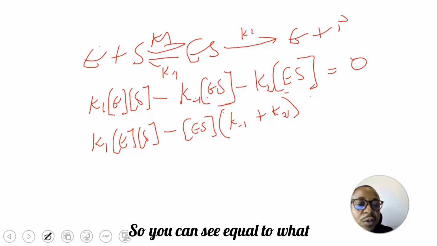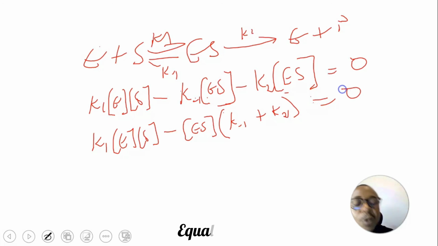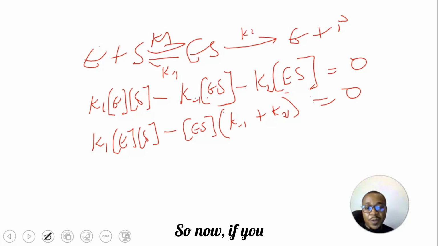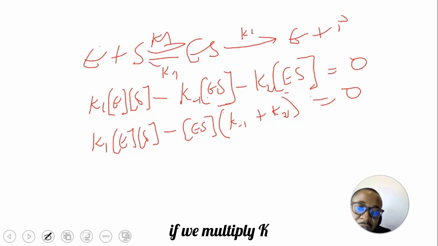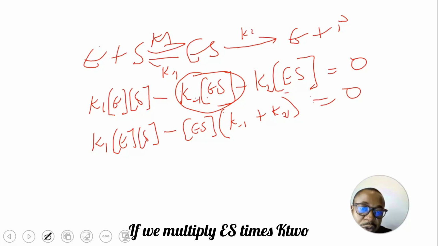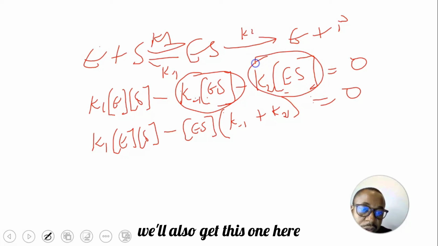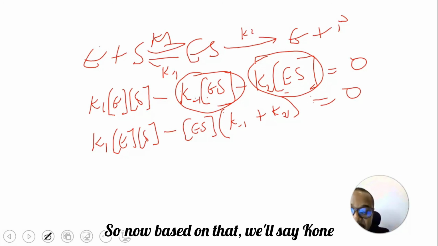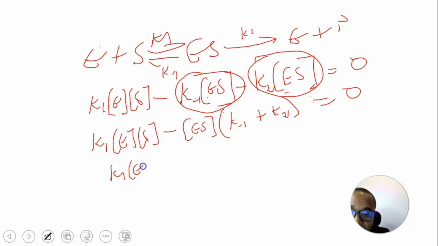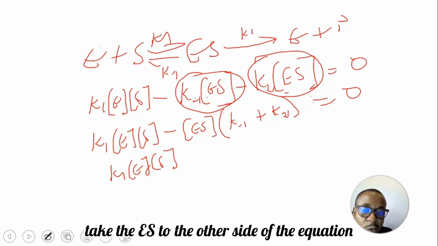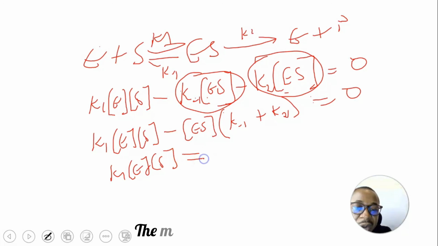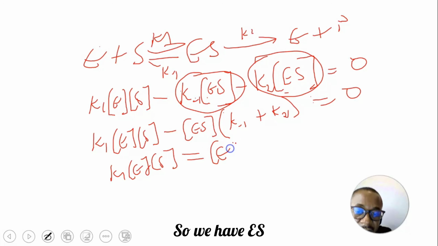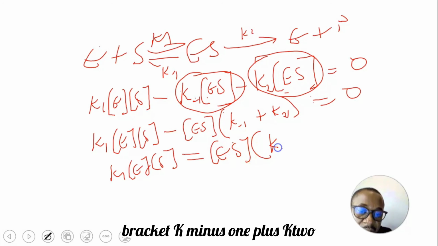So you can see it is equal to 0. Now if you look at the equation, if we multiply K1 ES times K minus 1, we'll get this. If we multiply ES times K2, we'll also get this one here. So now based on that, we'll say K1 ES. Then take the ES to the other side of the equation, and the minus sign will now turn to plus. So we have ES bracket K minus 1 plus K2.